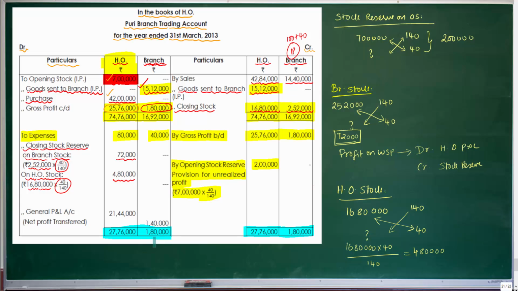It means there is going to be a difference. If you take the HO column, we have three items: 80,000, 72,000 and 4 lakh 80,000. There is a difference, and that difference is 21 lakh 44,000. If you take branch, the total is 1 lakh 80,000, of which expenses are 40,000, so the difference is 1 lakh 40,000. This is nothing but the net profit that should be transferred to general P&L account. So we'll say net profit transferred to general P&L account is 21 lakh 44,000 and 1 lakh 40,000.